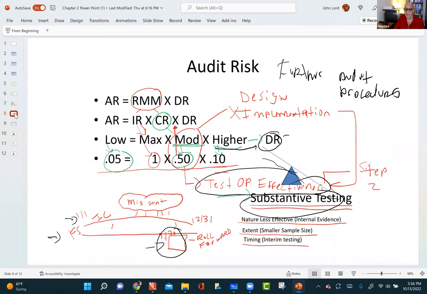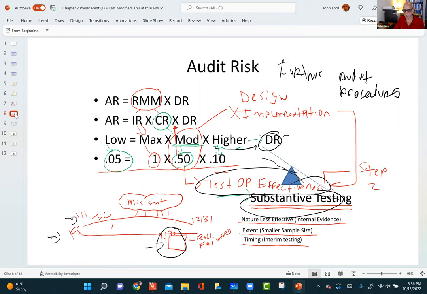If I look and the testing of operating effectiveness doesn't work, I don't see evidence that it had operating effectiveness, zoop, I'm back up to the maximum. I'm back up to the previous slide, the previous example. But assuming my testing of operating effectiveness works as part of my further audit procedures in step two, now my detection risk can be a little higher, meaning my substantive testing can come down.